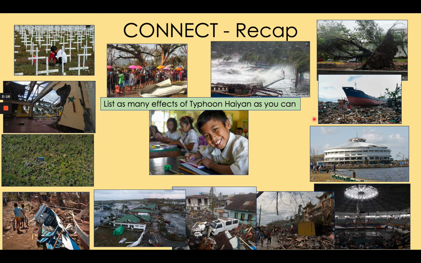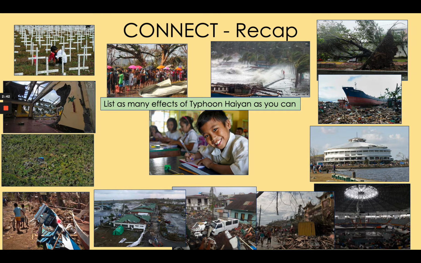So you should have had a range of different effects listed. You may have sorted these into environmental, social, and economic. You may have sorted them into short-term effects, long-term effects, or primary and secondary effects. So for example, you may have said deaths, you may have said destruction of schools, secondary effect, loss of education. You may have said devastation to agriculture, for example, these coconut trees, which leads to a loss of income.